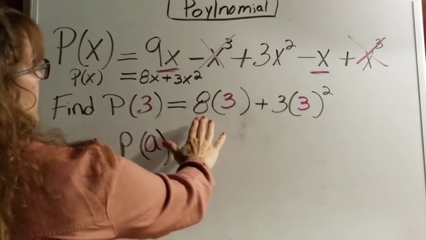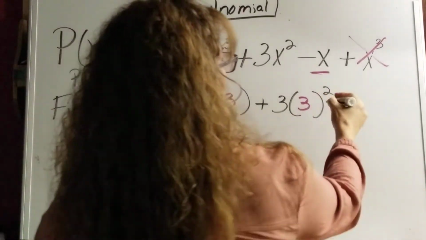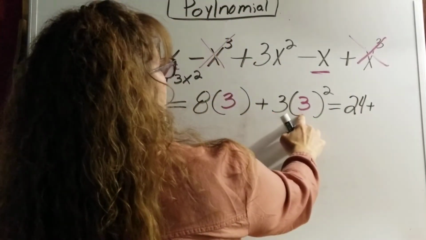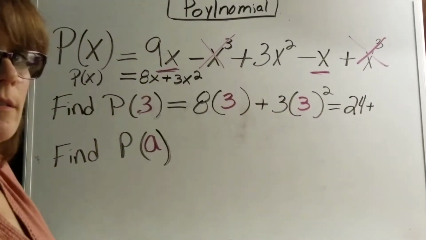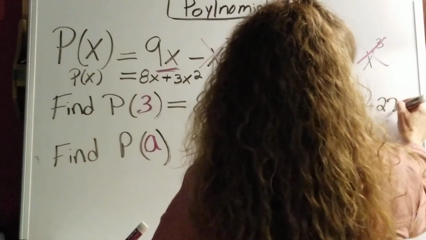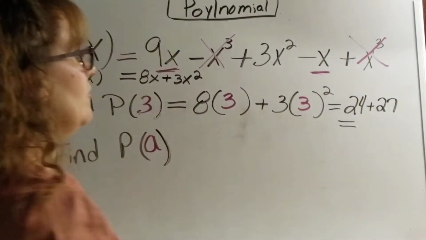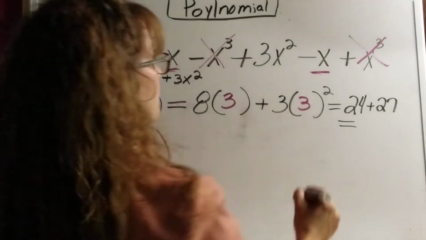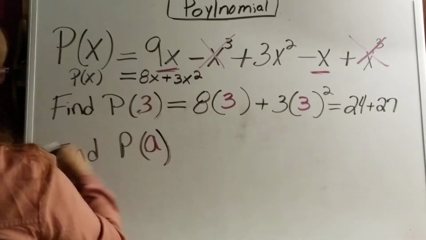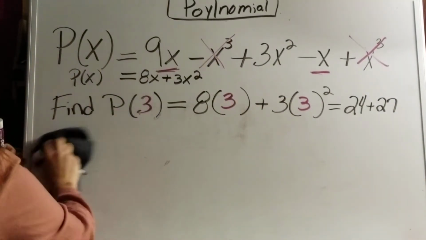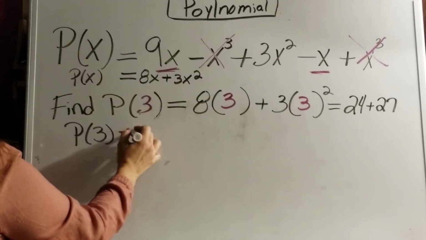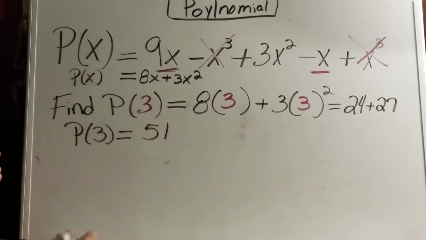So I have 8 times 3 is 24, plus 3 times 3 squared. Well, 3 squared is 9. 9 times 3 is 27. So now I have 24 plus 27, that's 51. And I apologize, I need to write it a little neater. So I'm going to erase this bottom one just to give myself more room. So I have p of 3, which is equal to 51.